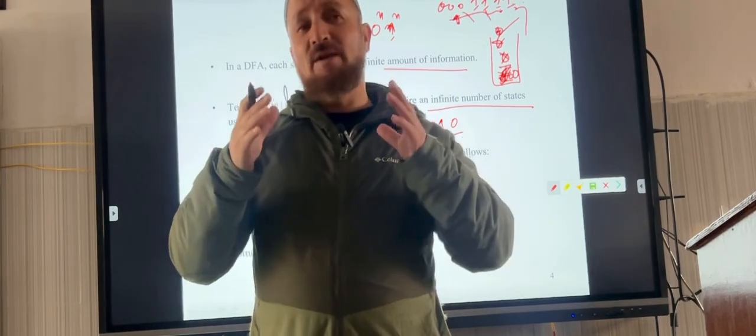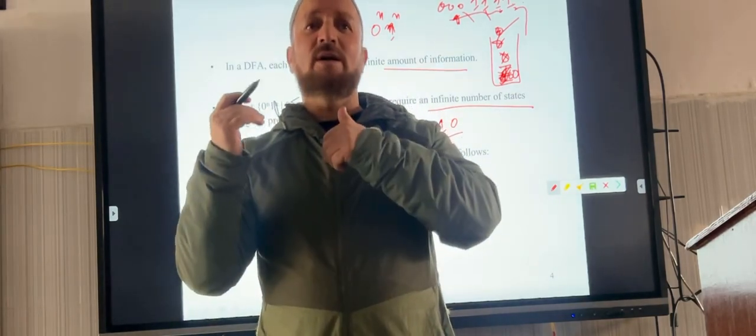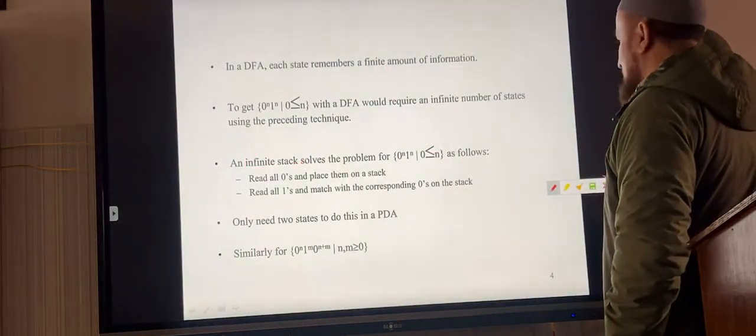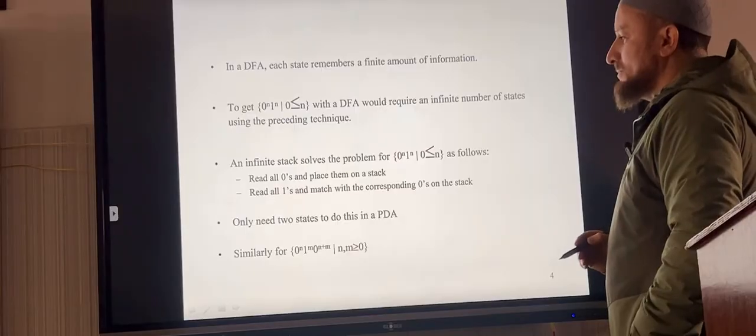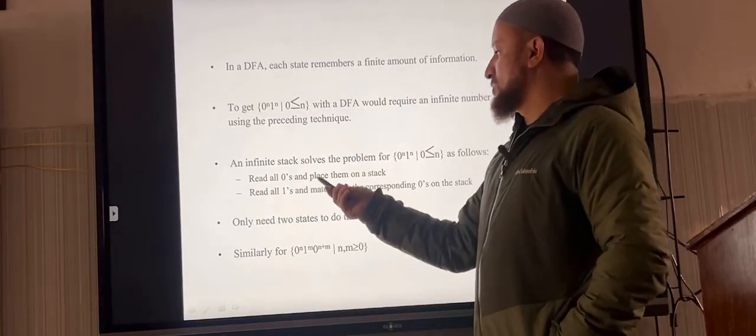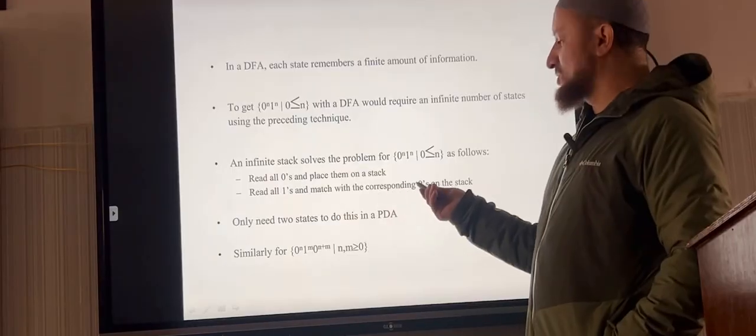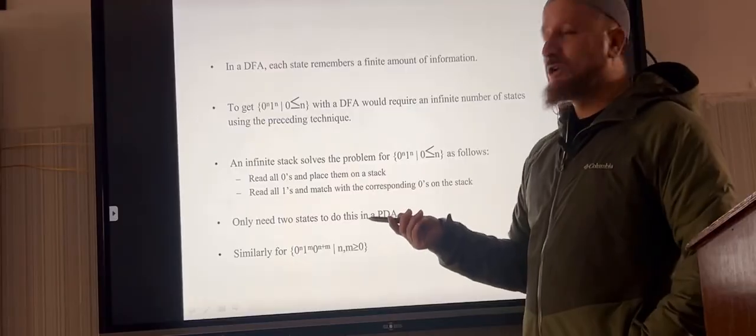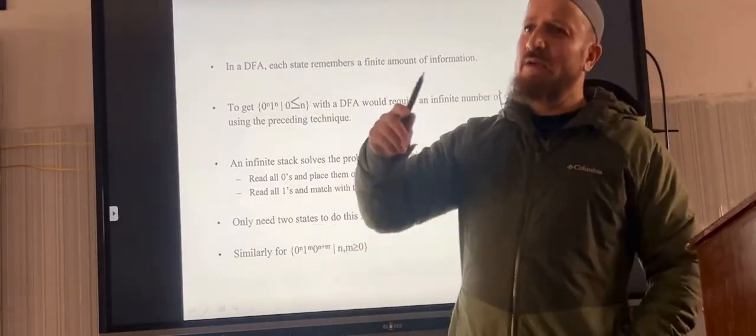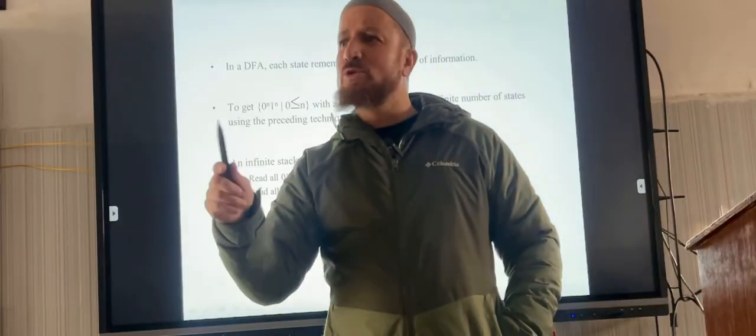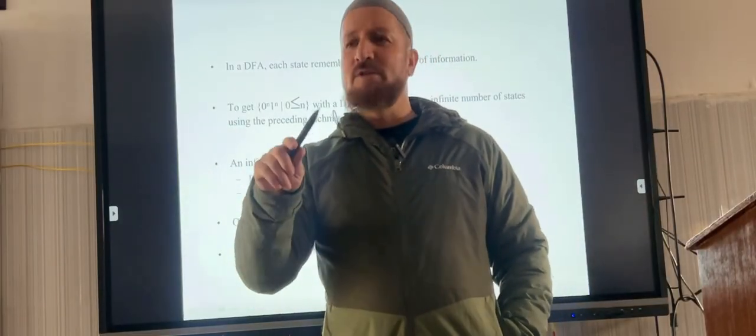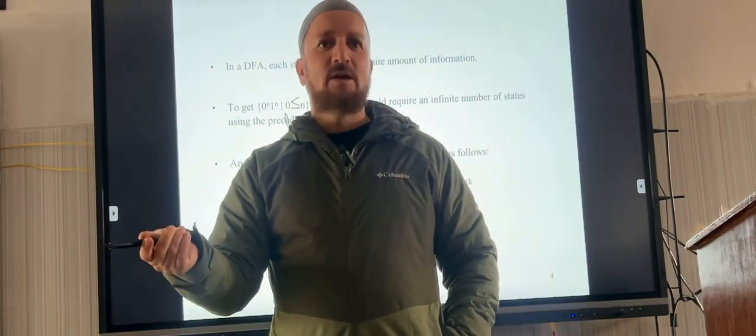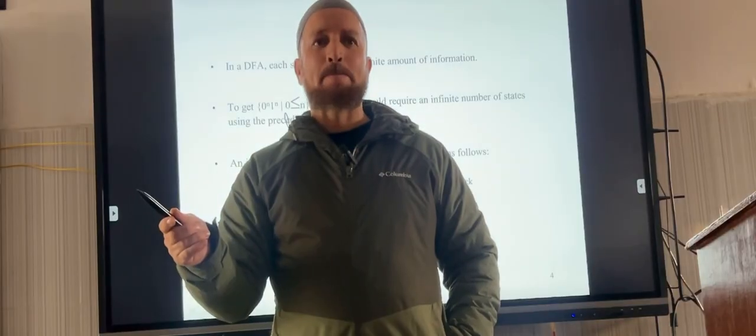But if we use the pushdown automata, it will be very easy, because we have the additional stack. So this is what I'm saying: read all zeros and place them on the stack, and read all ones and match with the corresponding ones on the stack. So we need only how many states? Even though n is infinite, no problem, only 2 states. If it is 0, go on the stack. If it is 1, pop, and that's it, right? So we have only 2 states. You getting my point?